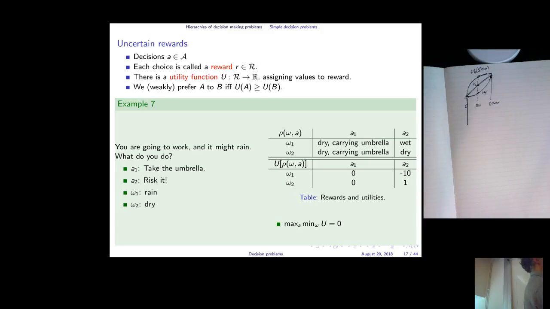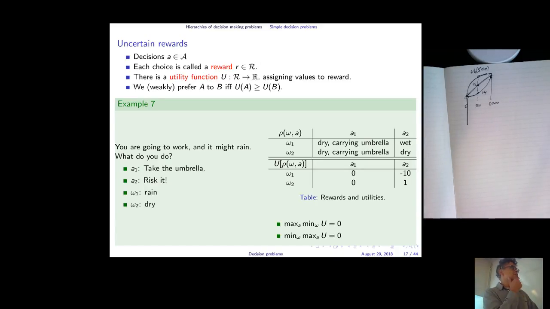But before we do that, let's say what happens if we look at the worst case approach. Let's say that you're very conservative. So you want to do what we call the maximin. You want to take the action that in the worst case will give you the best utility. That means you go through this table. For every action, you see what's the worst thing that can happen. If you take the umbrella, the worst thing that can happen is that you get 0. If you don't take the umbrella, the worst thing that can happen is you get a minus 10. So the best thing you can do is take the umbrella, and then you guarantee to get a 0.